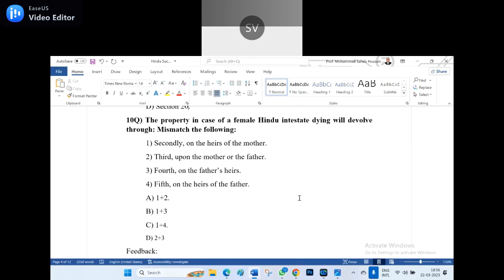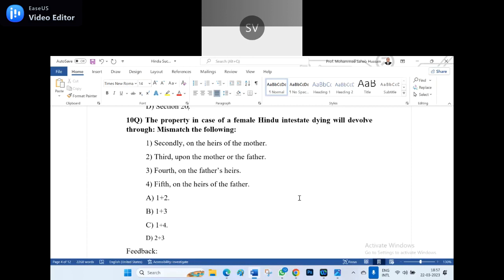I say mismatch. Even though it is wrong, doesn't matter. B 1 plus 3, I think, sir. Wrong. Wrong. Yes, mute Srinivas.